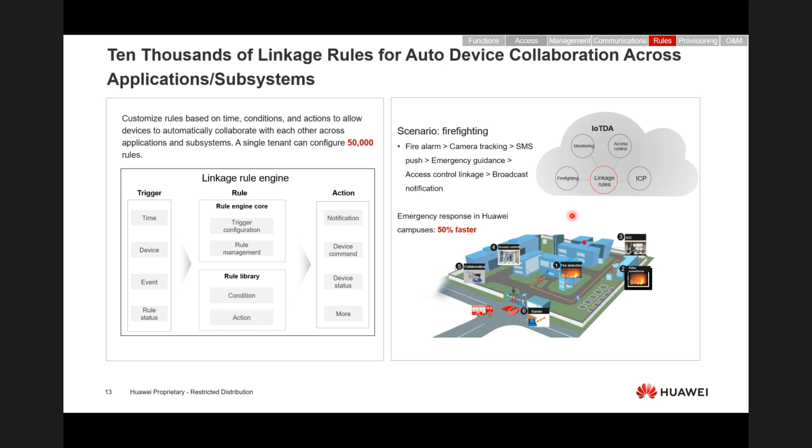This is device linkage. A typical example is a fire alarm triggering camera tracking, SMS pushing, emergency guidance, access control linkage, and broadcast notification. One trigger leads to one action. You just need to set up the rules within IoTDA, and if the rules are triggered, it will perform the actions you already set.